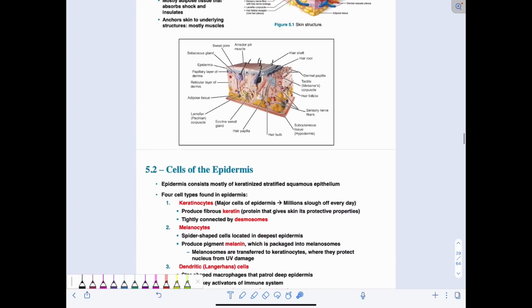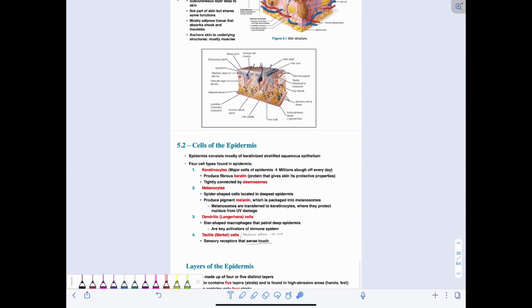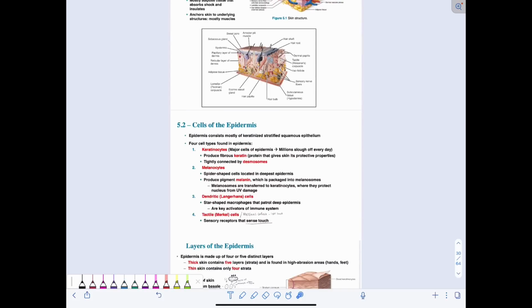So there are different types of cells in the epidermis. There are keratinocytes. They're the main ones, the majority, and they're tightly connected by desmosomes. Yes, desmosomes are what keep the cells together.